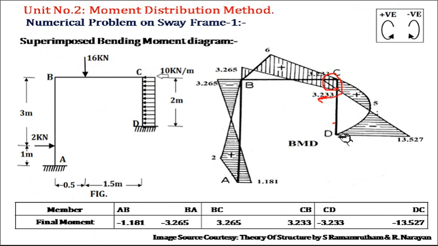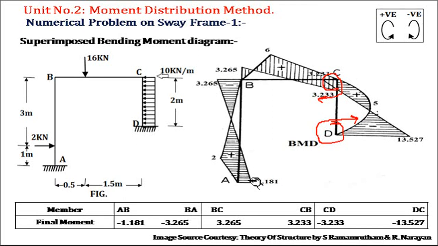Now the moment in member DC is again minus 13.527. Minus means clockwise. Keep the pen nearer to joint D and rotate the joint D in clockwise direction. So I rotate the joint D in clockwise direction. This value 13.527 is on the right hand side of the joint D. Join it by a straight line.